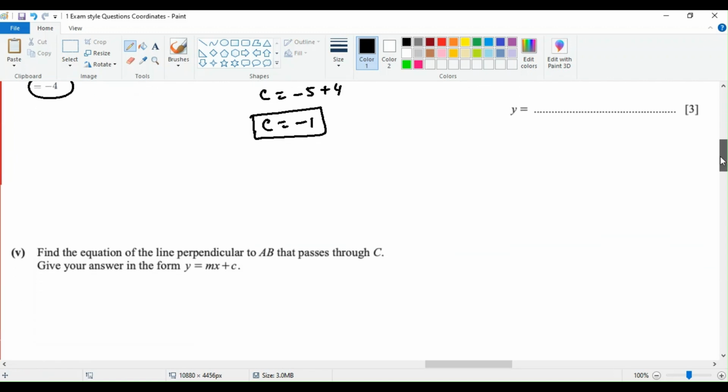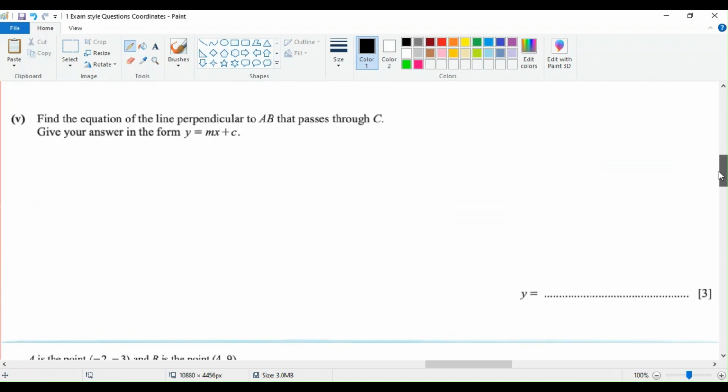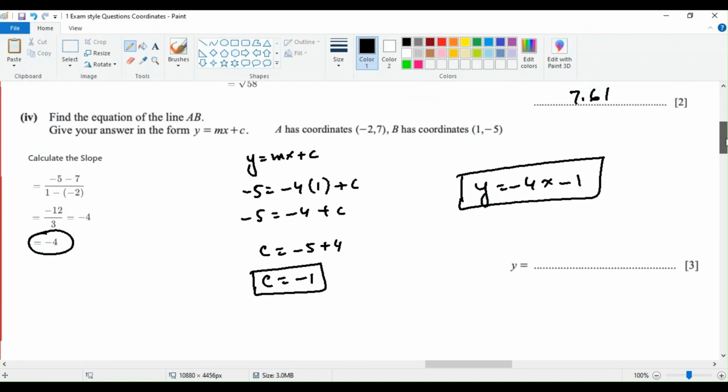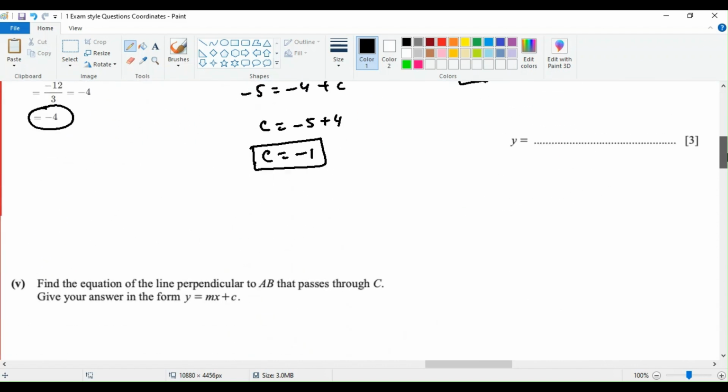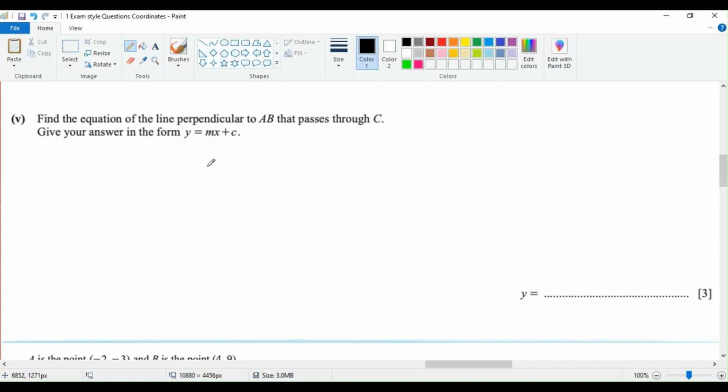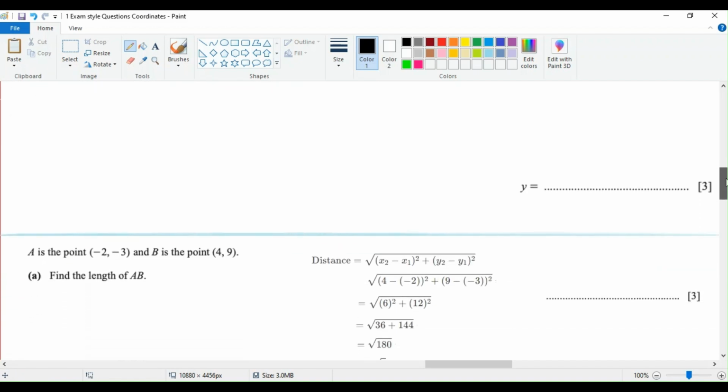Moving on to the next one. It says find the equation of the line perpendicular to AB that passes through C. Give your answer in the form y equals mx plus c. We are going to be using the midpoint of this. The midpoint was negative 1 over 2 and 1. So once we use that here, we can get the answer. I leave this question to you. Make sure to put in the comments how you found this part of the question, which is part 5.